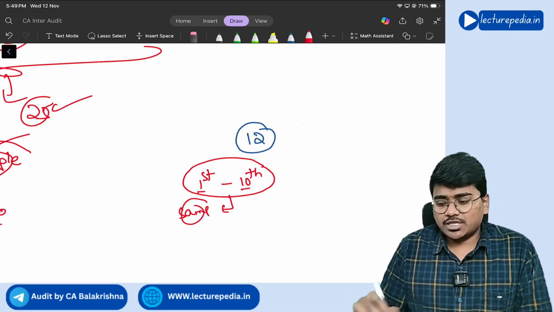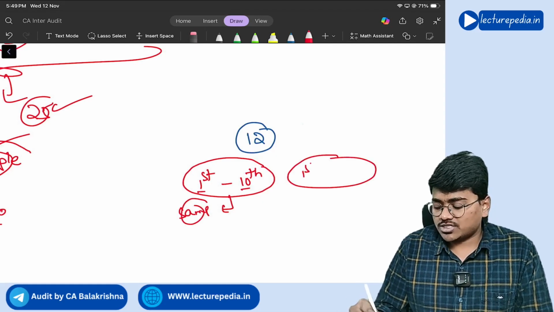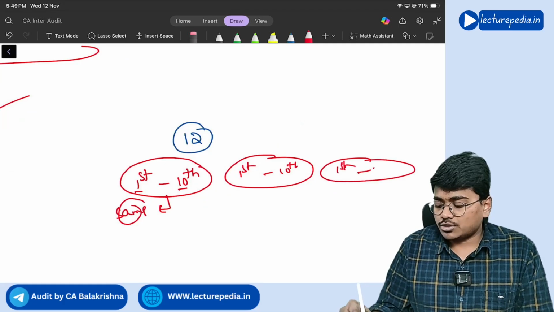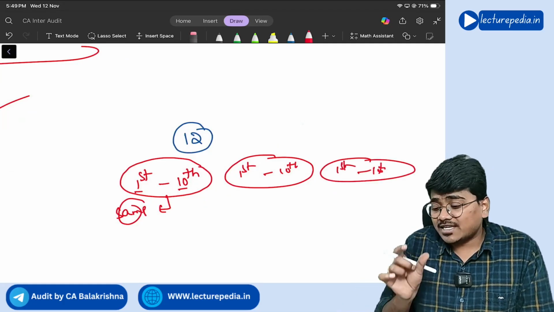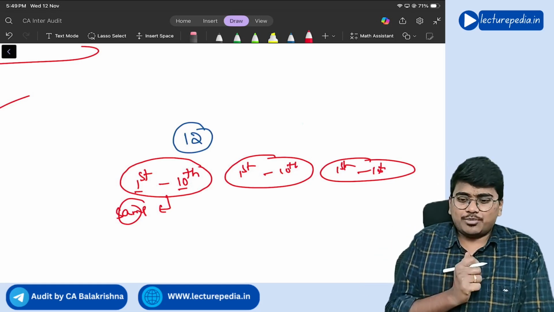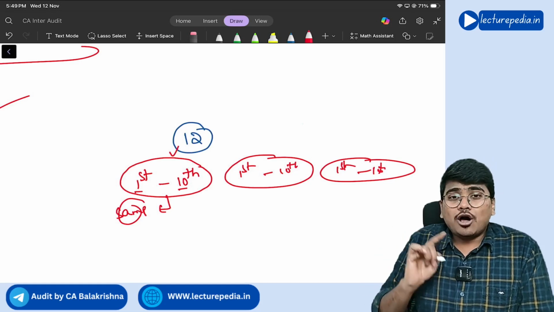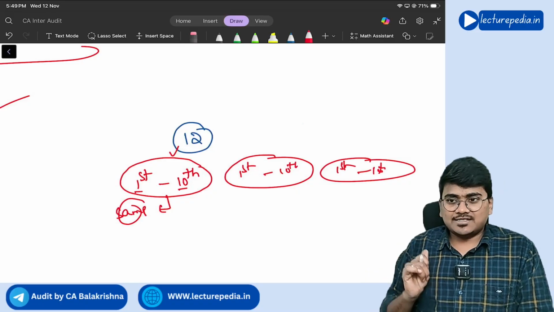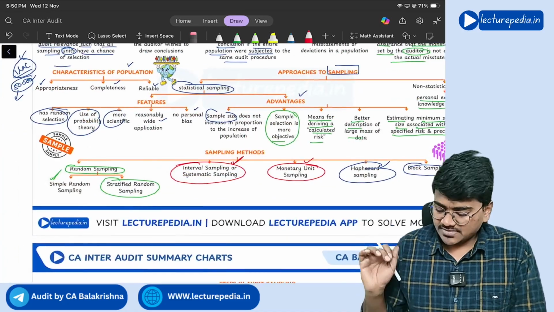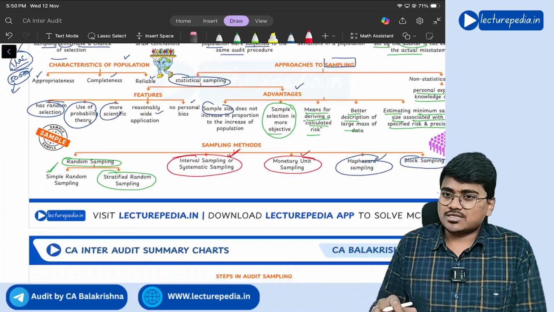Same with the second month also, 1st to 10th. Third month also, 1st to 10th. So here you are selecting a block of continuous items into the sample. This is nothing but block sampling. Getting it? Yes. So this is block sampling. So all the sampling methods we have discussed.